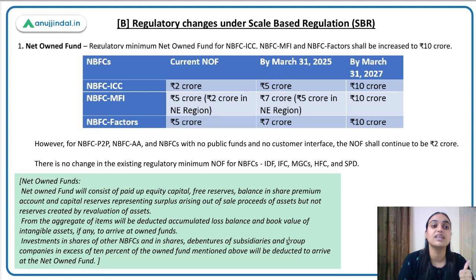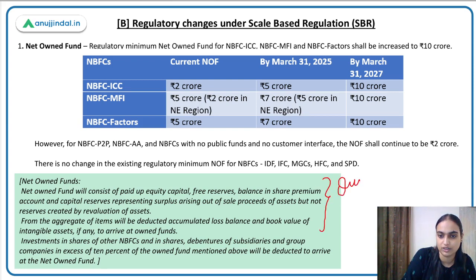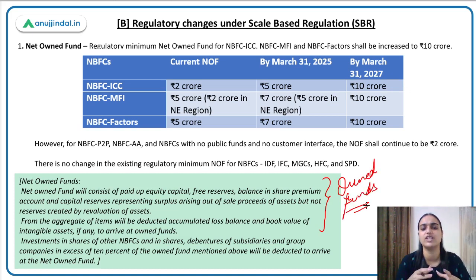So the first is the net owned fund. There's a certain way to calculate the net owned fund. Whatever NBFC is there, how much paid up equity capital they are having, how much free reserves they are having, how much is their share premium. You add all of that, and from that, when you deduct the accumulated losses and the book value of your intangible assets, you get the owned fund. So ye bataya gaya hai ki kaise aap owned funds calculate kar sakte ho. This is the calculation of owned funds, including your equity share capital, free reserves, share premiums, deducting the intangible asset value and accumulated losses.